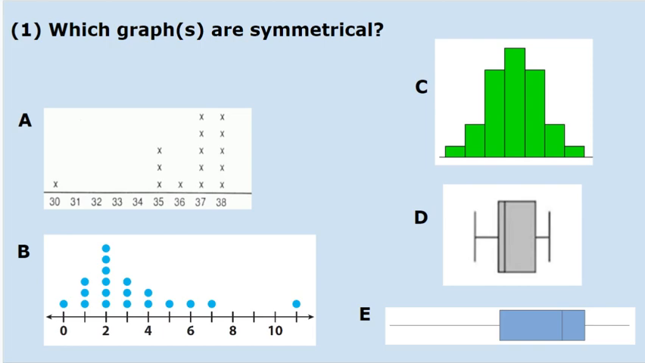Look at these five examples. Which graph or graphs are symmetrical? Think carefully. If you were to draw a line vertically through the middle of each graph, which of these would suggest it was symmetrical?